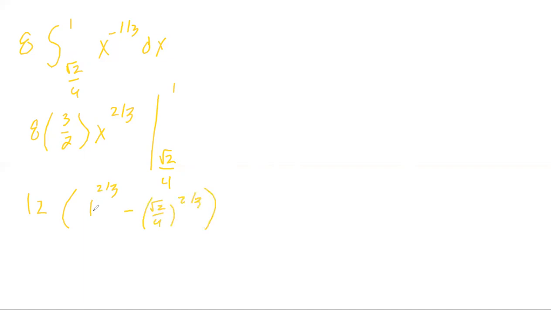Now, 1 to any power is 1. So we're good with that. So then we're going to have 12 times 1. Really, when we see this as the radical 2 over 4 to the 2/3 power, I can square this. So that's going to give us 2 over 16, which is 1/8. The 1/3 power is the cube root of that, so that'd be 1/2. The cube root of 1/8 is 1/2, because 1/2 times 1/2 times 1/2 is 1/8. 1 minus 1/2 is 1/2, so it's 12 times 1/2, which is 6 units.